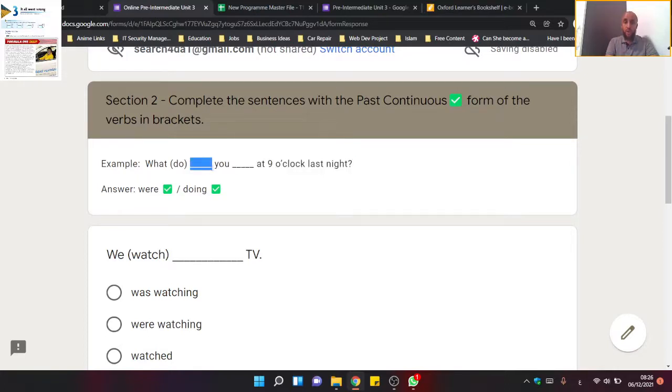So this will say where you, and then the main verb we add ing, so it becomes doing. Okay, so what were you doing at 9 o'clock last night? Okay, I'm Madi, last night.